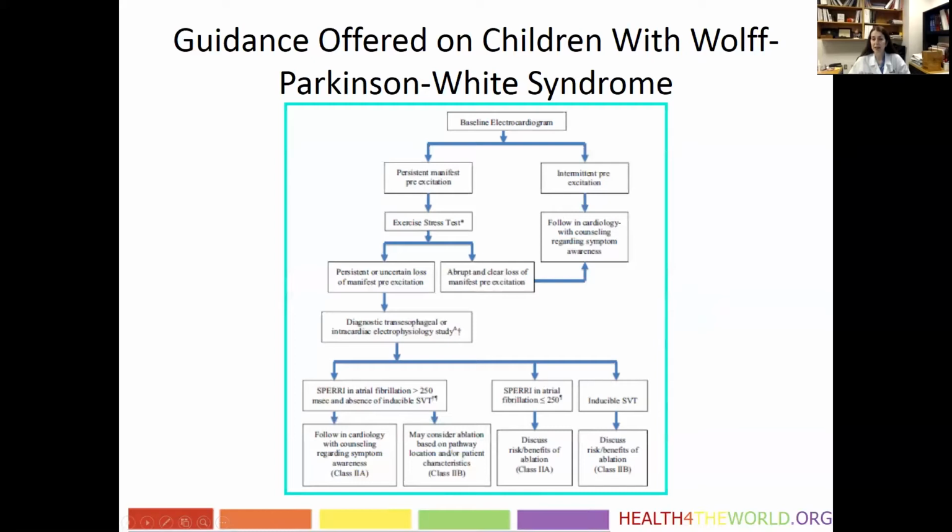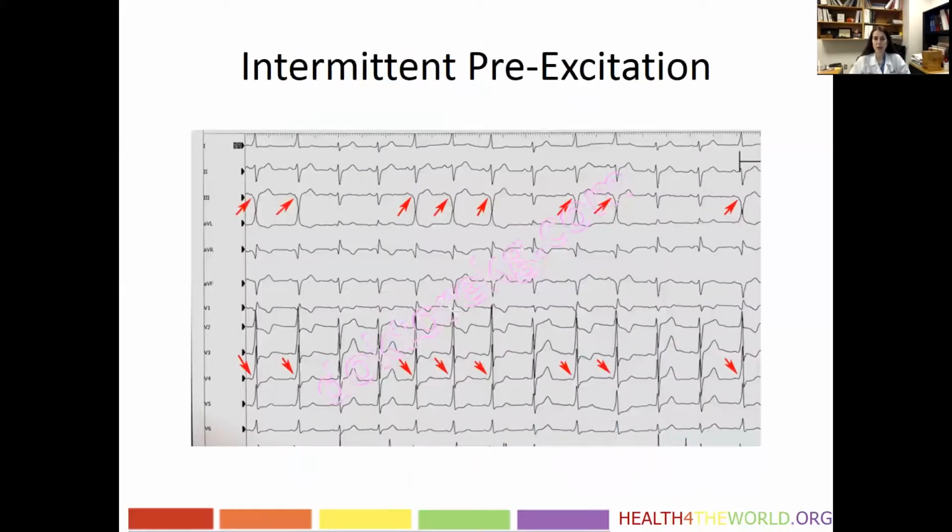If during the EP study the patient also has inducible supraventricular tachycardia, then there may be a benefit to an ablation procedure. This involves asymptomatic patients. If the patients have symptoms, have palpitations, have documented supraventricular tachycardia, then an ablation is a class 1 A indication, and most electrophysiologists would recommend that.